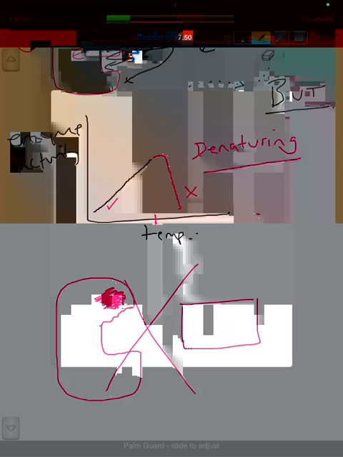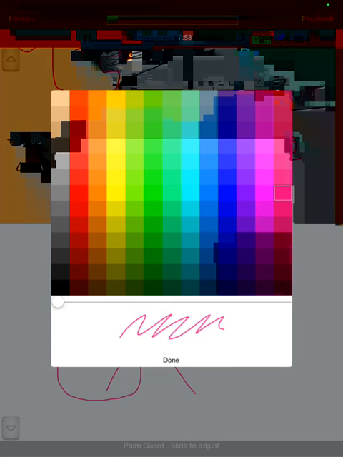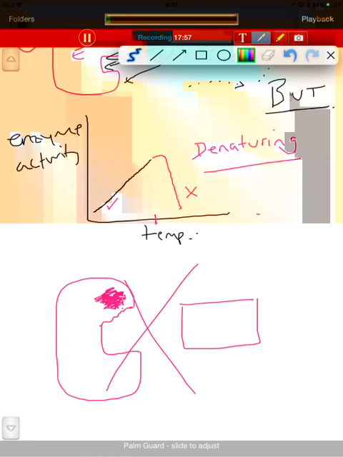Now, there's one other thing to say, and that is, let me change colour here, let me use green for this one because it's pretty good. This point here, where there is the maximum activity, is called the enzyme's optimum. Okay, optimum means best. So the optimum temperature would be that one there. And in our human bodies, this tends to be about 37 degrees C.